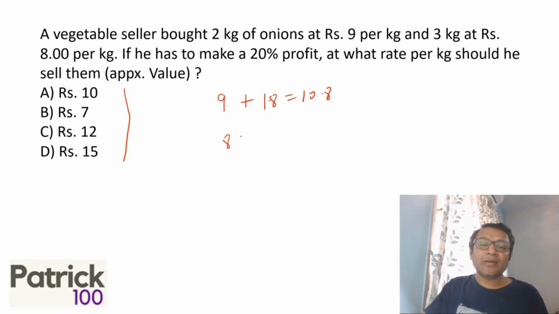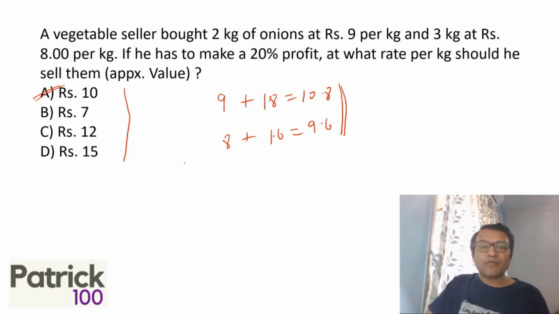If I look at 8, 10% is 0.8, just put a point this side. 20% is 1.6, so this becomes 9.6. So the answer should be somewhere between 10.8 and 9.6. Right? The average will always be in between. So you can directly mark the answer as option A. If you can just calculate this orally, 9 plus 20% is 10.8, 8 plus 20% is 9.6. The answer is between that, and the only option is 10.